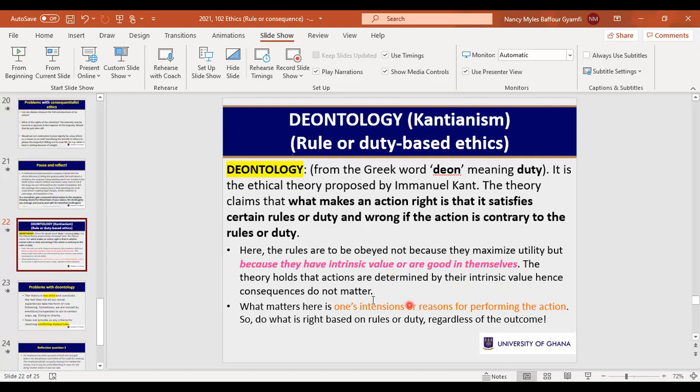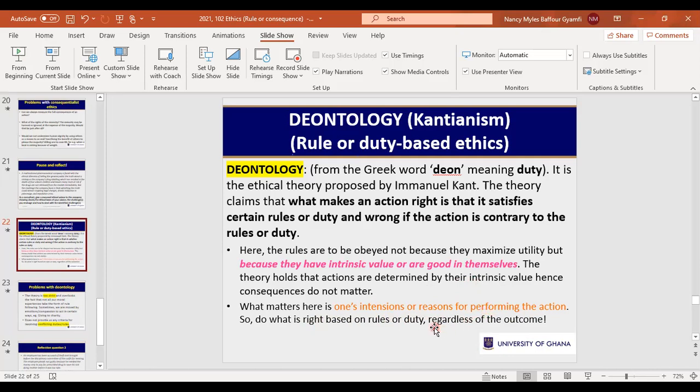Okay, that's Kant. The theory holds that actions are determined by their intrinsic value, hence consequences do not matter, says Kant. What matters here is one's intention, take note, or the reasons for performing the action. And the reason must be what? Out of duty, regardless of the outcome.